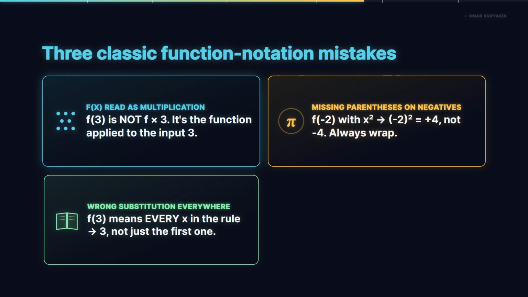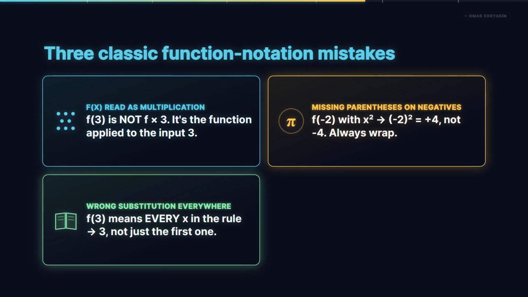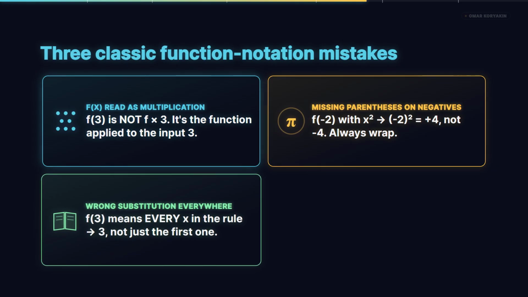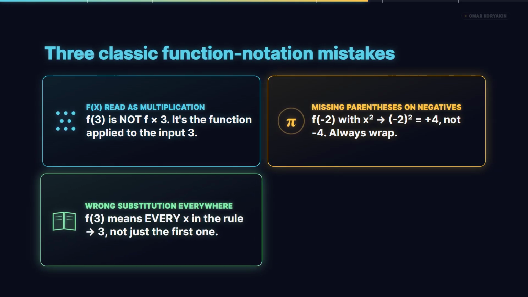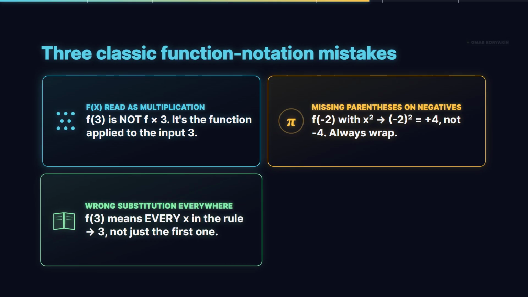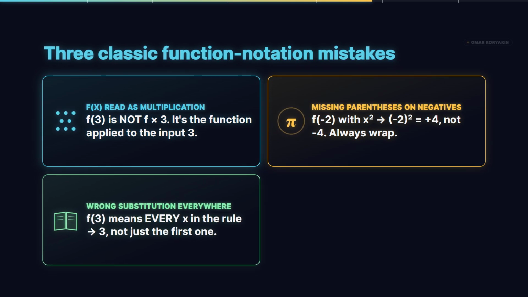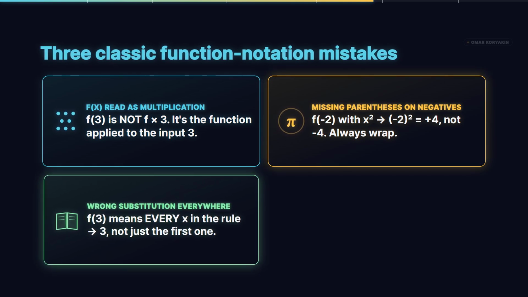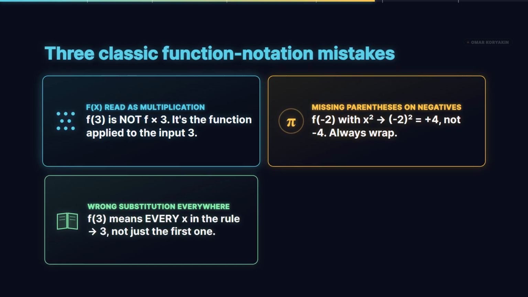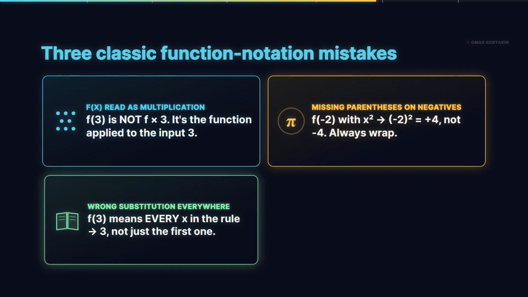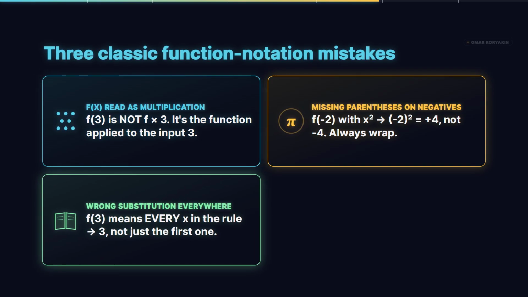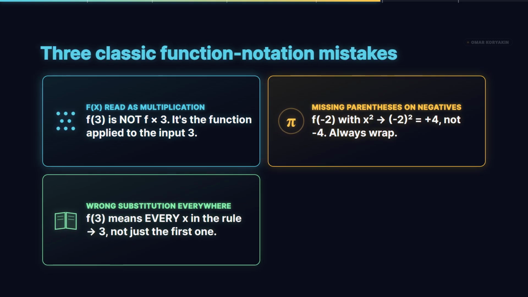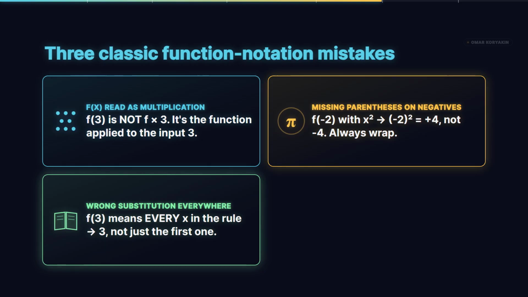Third mistake, substituting the input only into one occurrence of the variable when the rule has multiple occurrences. A student evaluating f of 3 with the rule f of x equals 2 plus x squared writes 2 times 3 plus x squared, replacing only the first x and leaving the second x as a variable. The correct substitution replaces every occurrence of x with the input value, giving 2 times 3 plus 3 squared, which equals 6 plus 9 equals 15. The fix is to scan the rule for every occurrence of the input variable and replace each one with the input value before any computation begins.